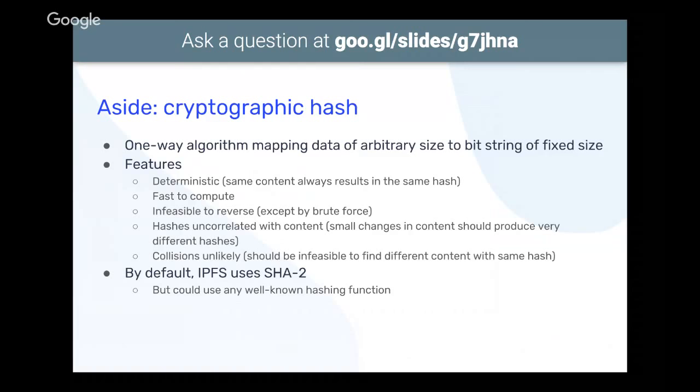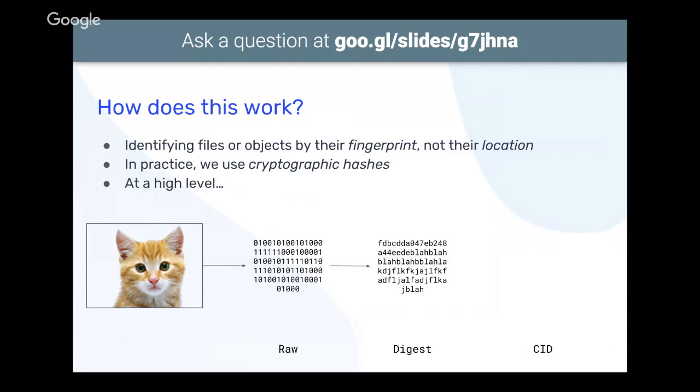In practice, IPFS uses the SHA-256 hashing algorithm, but we'll see later on you could use just about any well-known hashing function that you want, and there are some good ones and some bad ones. And we'll talk about hashing a little bit more throughout the course. Okay, so if we jump back to our little cat example, what we've done is we've got the raw data, we've hashed it.